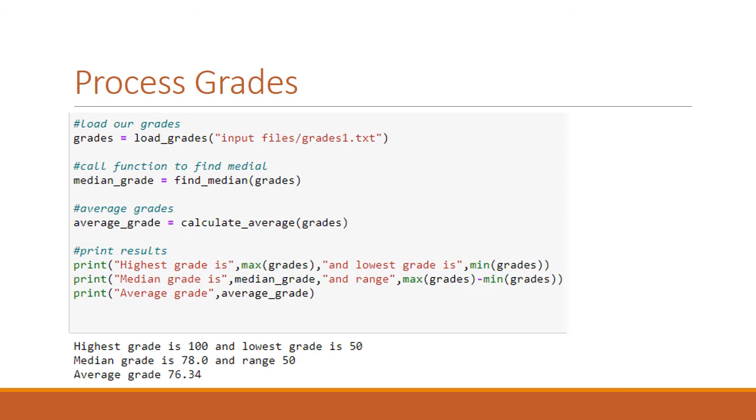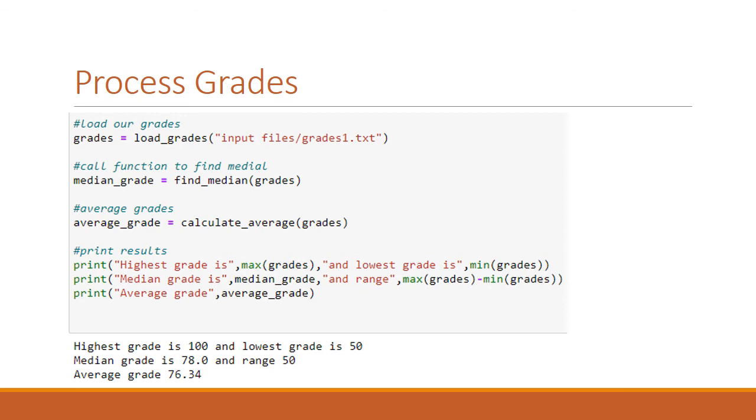Next, we call our find median function, passing in our list of grades. So our find median function expects a list of numeric values and will return the median value. We call our calculate average function, again, passing in our list of grades, and the function returns the average of those grades. Now all we have to do is print our results.